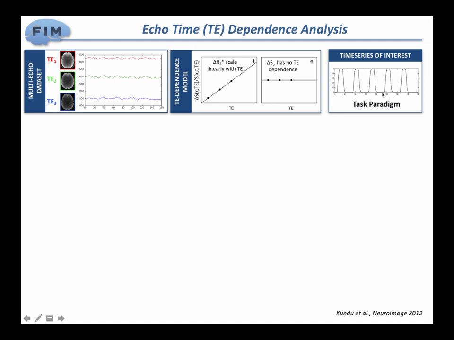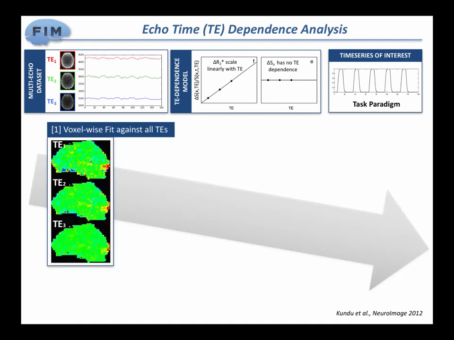If this signal appears with this profile, then it would tell me that maybe what I'm seeing is not due to activation, but maybe due to the head moving in synchrony with the task, okay? So what we can do is, instead of doing that for a single voxel, we can try to fit this to the time series of every single voxel for the 3 echoes.